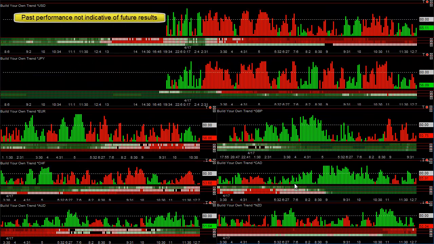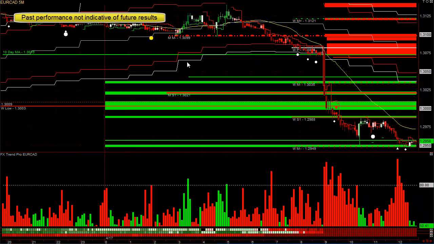Another one that was really strong today, and it really didn't get super strong until a little bit before 8, was the CAD. And at that time, the euro was no longer strong. It actually switched to weakness. So you could, after 8 o'clock, look to sell the euro CAD.